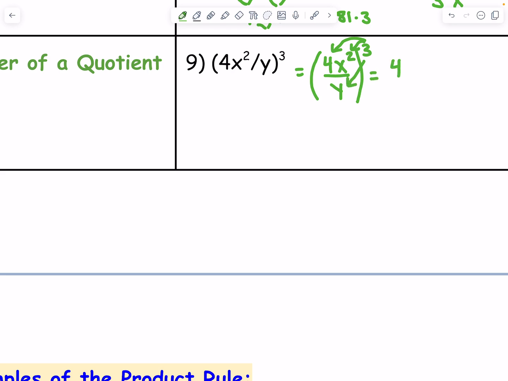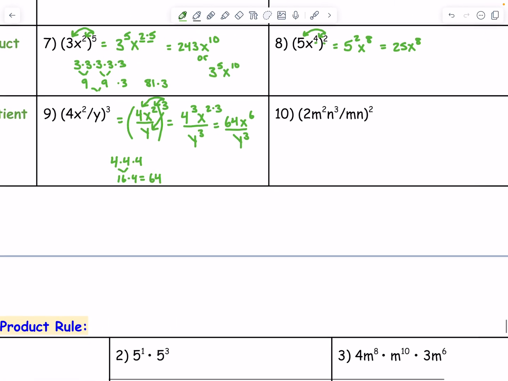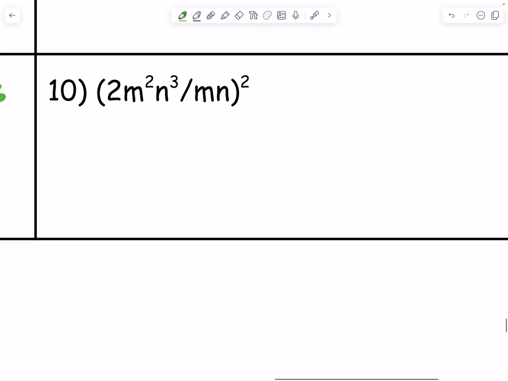So let's just write that out. 4 cubed, x will become 2 times 3 for the exponent, and then y cubed, because that's an understood 1 on the original y. So it's like a 1 times 3. All right, so then 4 cubed is 4 times 4 times 4. So that's 16 times 4, which is 64. We have x to the power of 2 times 3, which is 6. And then y cubed would still be in the denominator. Okay, so sorry about that. But it shows you what you can accidentally do. So don't do what I did.